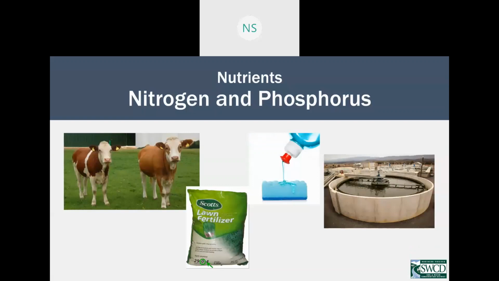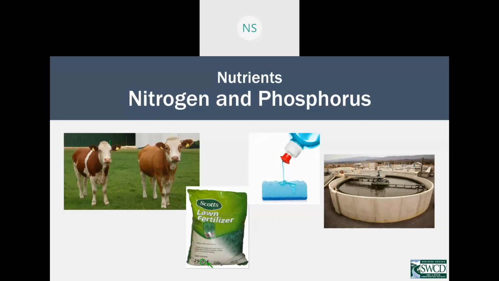The nutrients we're mostly concerned about are nitrogen and phosphorus. Nitrogen and phosphorus are very important for plants to grow. It's the vitamins they crave and the nutrients they need. But too much of a good thing can be a bad thing. If you have too much nitrogen and too much phosphorus and the plants can't take it all up, it can lead to some larger issues.